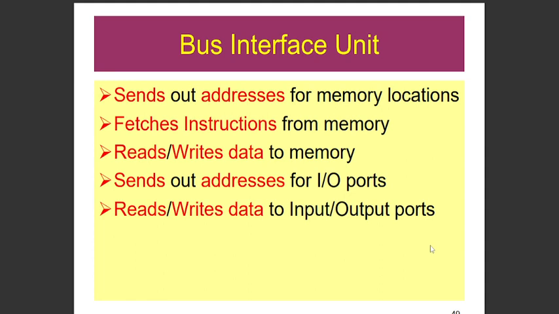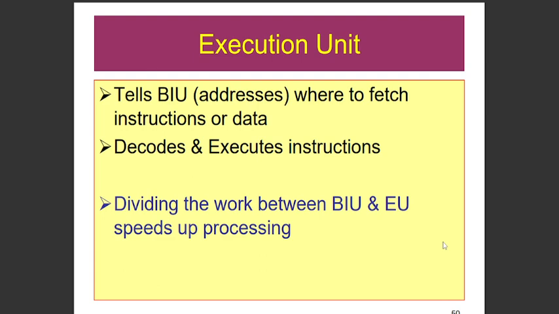The bus interface unit sends out addresses for memory locations, fetches instructions from memory, and writes data to memory. It also sends out addresses for I/O ports, and reads and writes data to input/output ports. Coming to the execution unit, it tells the bus interface unit the addresses where to fetch the instructions or data, then decodes and executes instructions. Dividing the work between the bus interface unit and the execution unit speeds up processing.